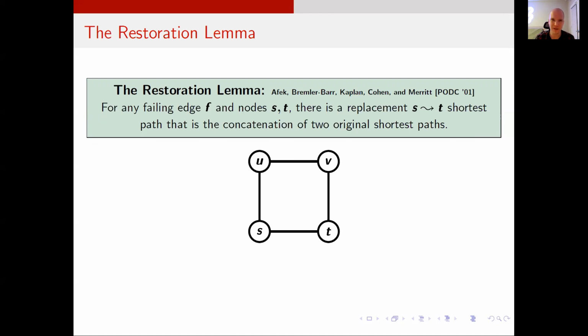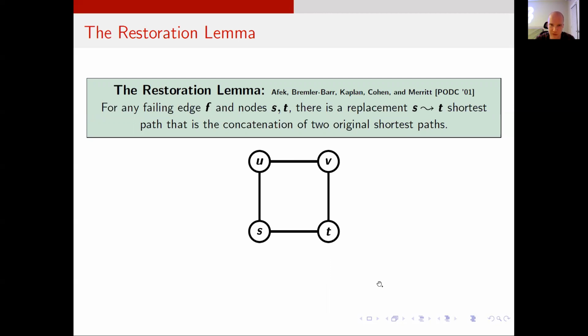So it's easy enough to imagine how the restoration lemma might be useful towards computing replacement paths. It's telling you that you don't have to search over all possible paths, but only this restrictive type of path that is the concatenation of 2 original shortest paths. And that's great. However, there is this one subtle issue in applying the restoration lemma, and I'd like to make it clear by running through an example.